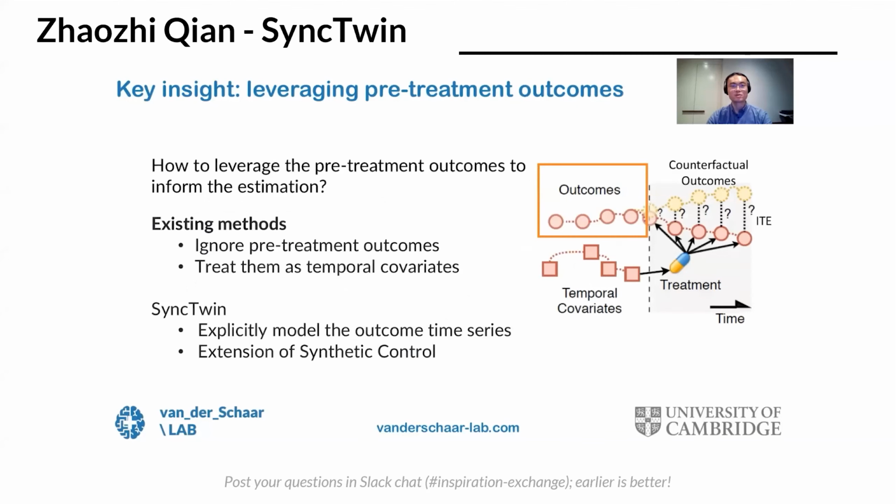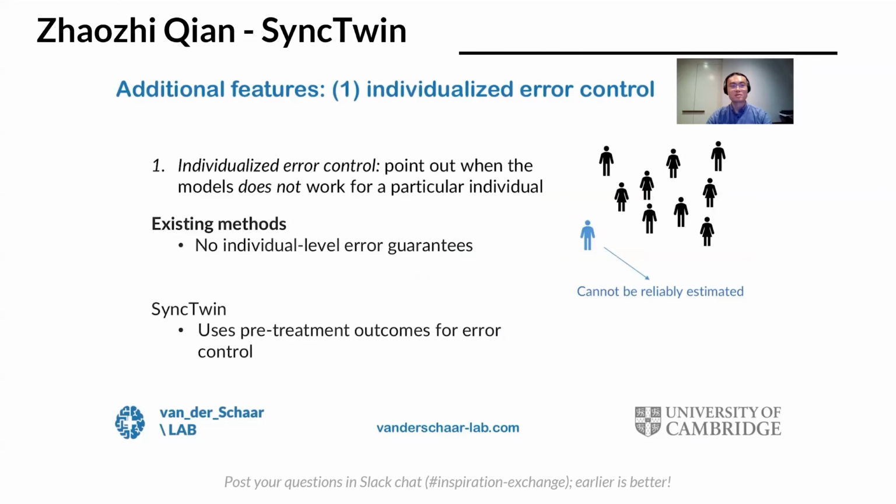The key insight of SyncTwin is to fully leverage the pretreatment outcomes. These outcomes are not influenced by the treatment, and they may give information about the counterfactual outcomes due to the temporal structure in the time series. Unlike existing methods which ignore pretreatment outcomes or treat them as temporal covariates, SyncTwin explicitly models the outcome time series. As we will show later, this can improve the estimation accuracy. It will also lead to two additional but very important advantages.